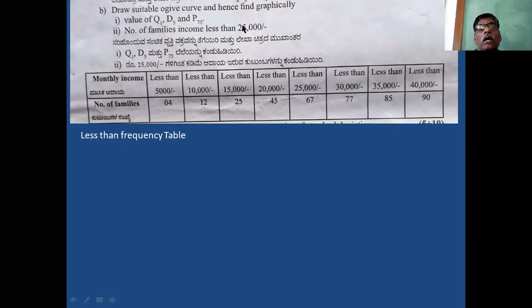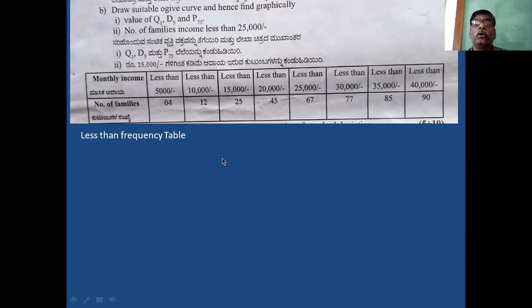And I'll show how to calculate it in the graph. If it is 20,000 or 22,000, you have to ask in a different way, but the answer itself is in the problem. Number of families with income less than 25,000: the question is this, and the answer is there itself. Less than 25,000 income, number of families 67. In the question itself is the answer.